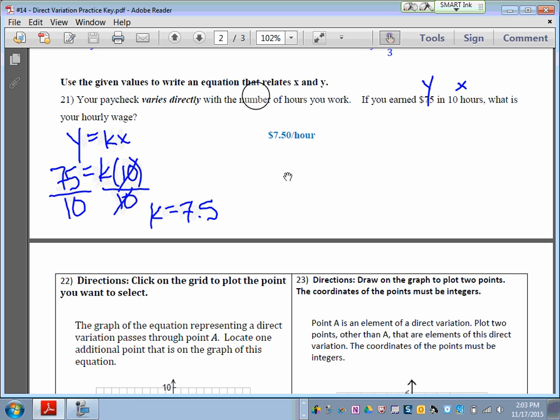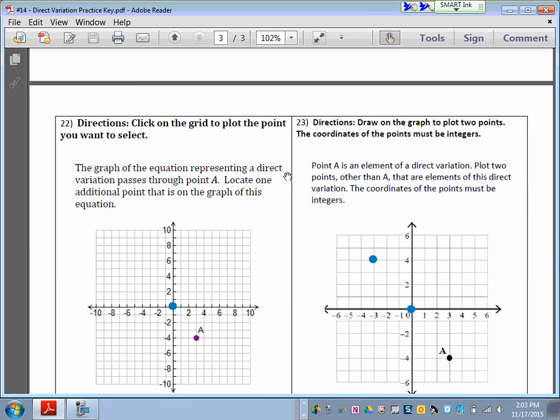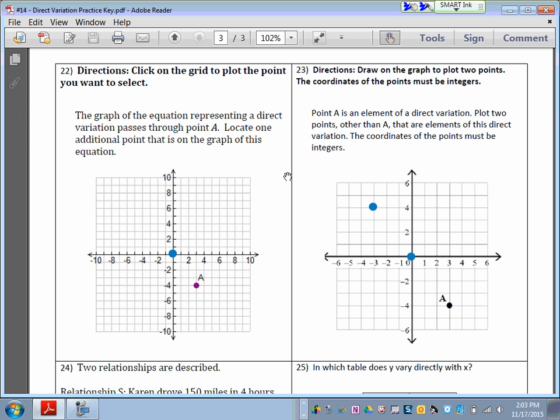Alright, and then Jocelyn, you said number 23. Oh, yes, these are good ones. Here's 23 and 22. These ones look difficult because there are a lot of words, but it's actually really simple. What do we know about a direct variation on the graph? What has to happen? It has to go through my origin. So here they told us it represents a direct variation. That means it must go through the origin.